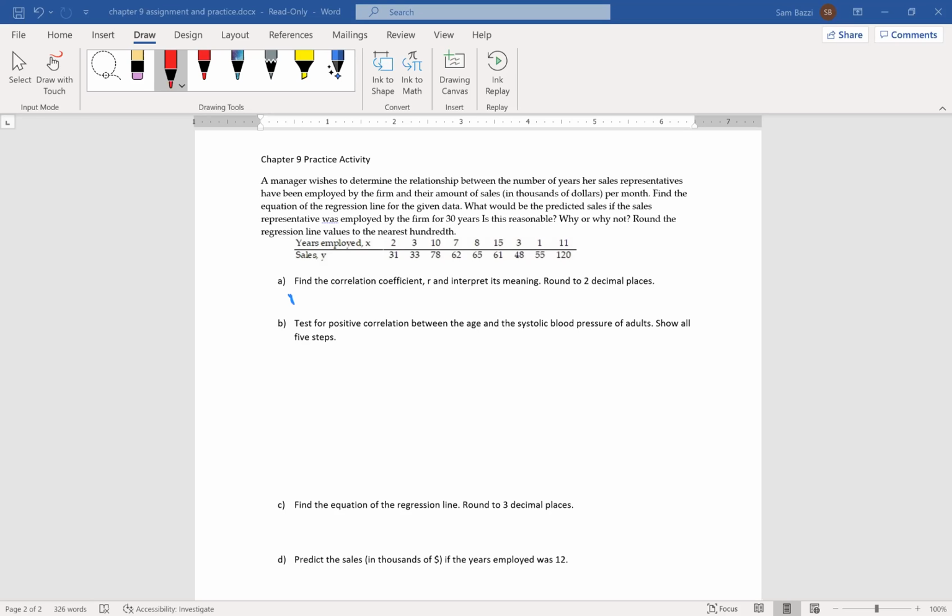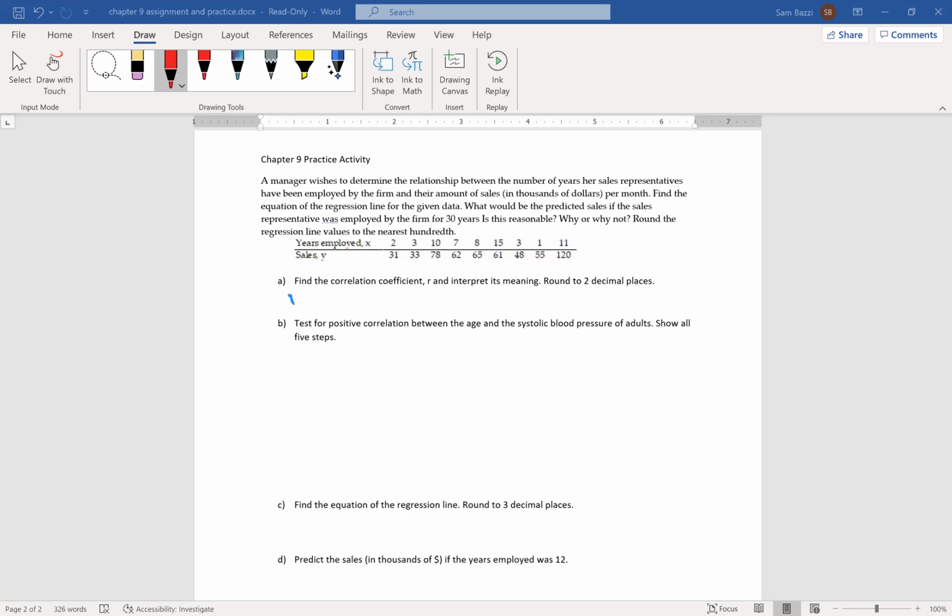31,000, 33,000, it's in thousands, he says, 78,000, 62, 65, 61, 48, 55, then 120. Okay. So for the correlation coefficient, I go to stat, calc, number 4.